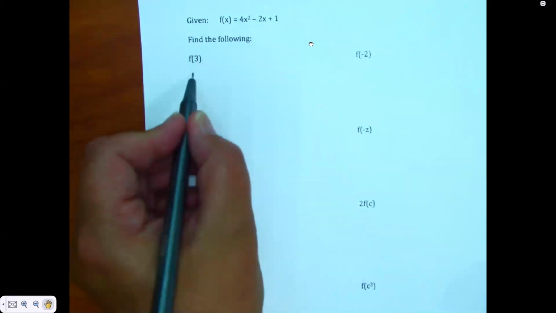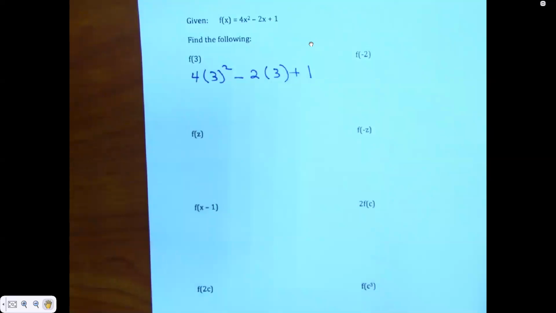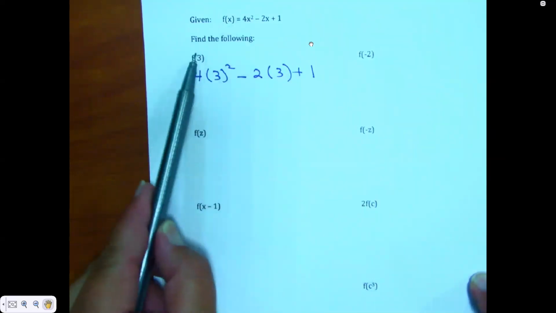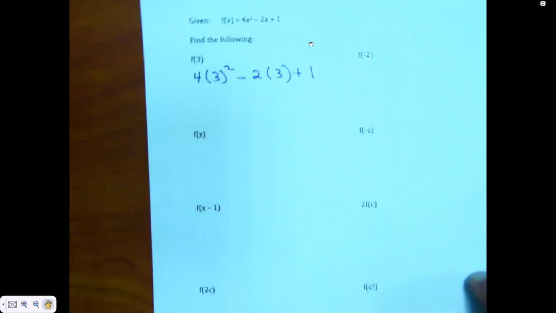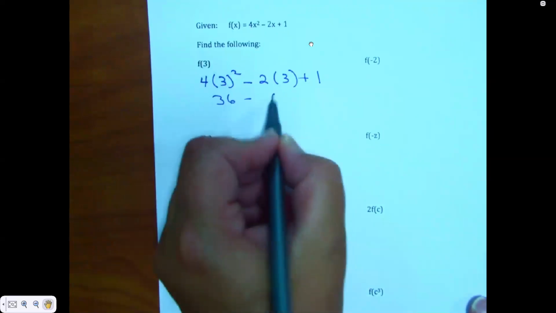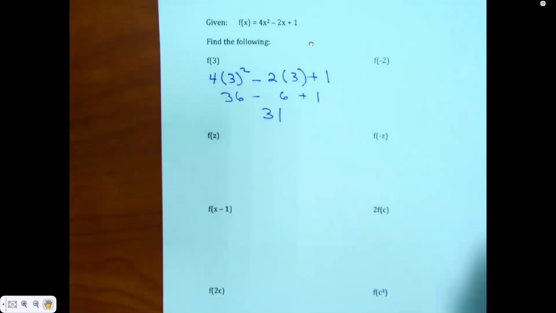So we're going to do 4 times 3 squared minus 2 times 3 plus 1. You literally copy the function, but instead of X, I'm plugging in a 3. You literally just take whatever's in the parentheses and replace the X. And then if you want to grab a calculator, you can just type it in. 4 times 9, that's 36 minus 6 plus 1. So that takes us to 31. Okay.